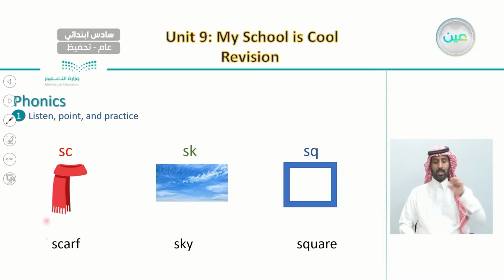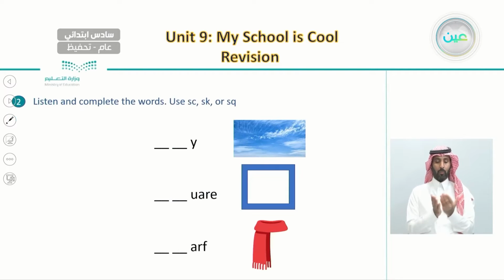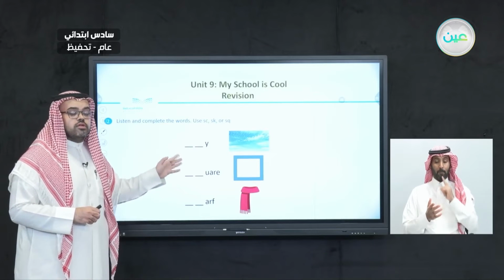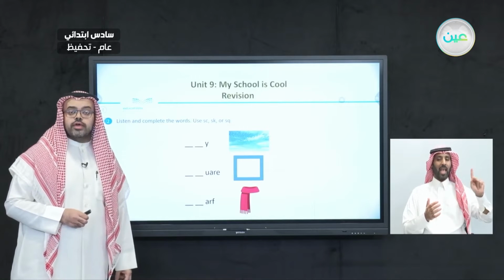So with SC we said scarf, with SK we said sky, and with SQ we said square. Not only this, but in the last lesson we also got to know more words which start with these different sets of letters, SC, SK, and SQ. So for the second exercise, you need to listen first to the teacher when he says all of these different words, and then decide what to fill in the missing letters with, either SC, SK, or SQ.